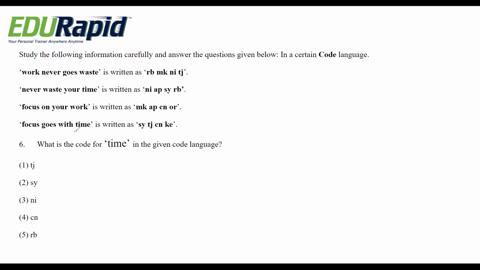In the fourth sentence, time is present. In the first sentence, time is not present. In the second sentence, it is present. And in the third sentence, it is not present. So we have to compare the terms from the second and fourth sentences. NI is not present in the fourth sentence. AP also is not present. SY is present. RB is not present. So SY is the right one. For the term time, SY is the code. It is option 2.